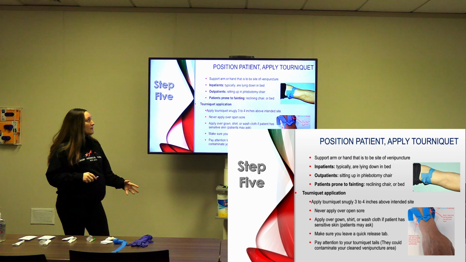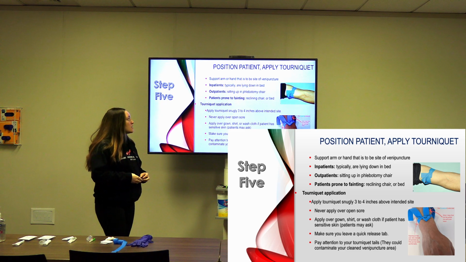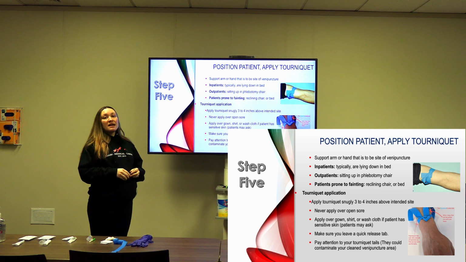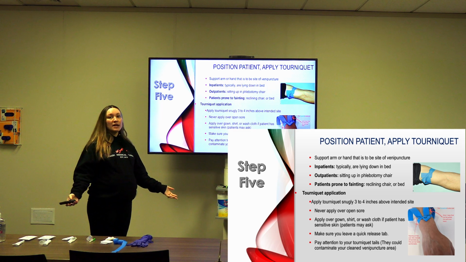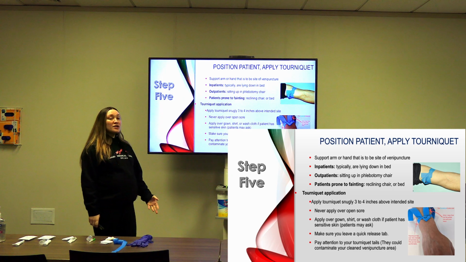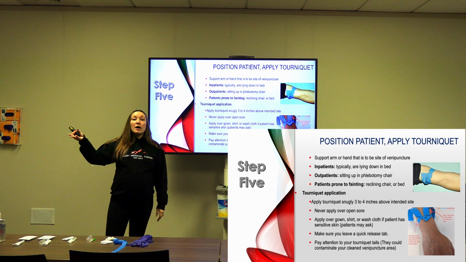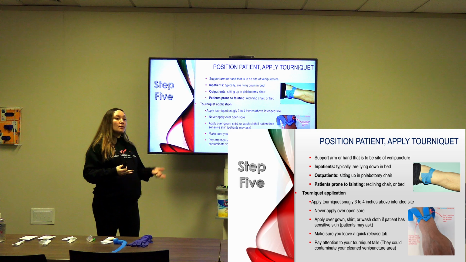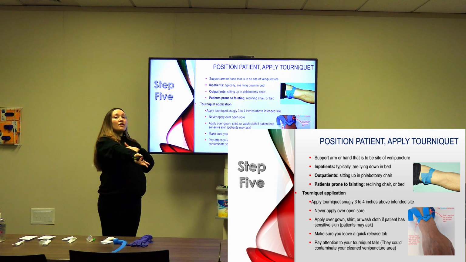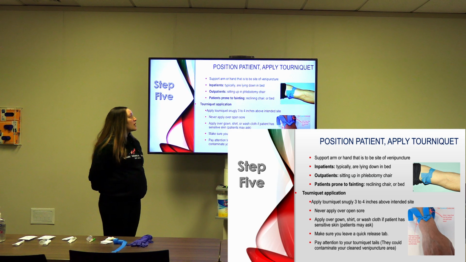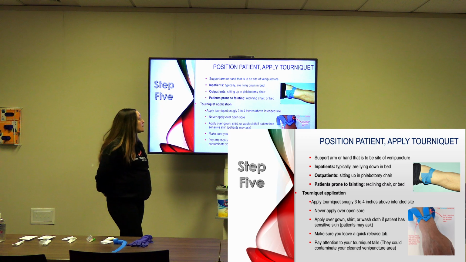Okay, then we're going to position the patient and apply the tourniquet. Support the arm or hand that is to be the site of venipuncture. Generally, in an inpatient, your patient is lying in a bed, so it's already supported. If it's an outpatient venipuncture, you have something like a phlebotomy chair where they have the arm that swings down and then their arm is supported. So support the arm or hand that is to be the site of venipuncture.